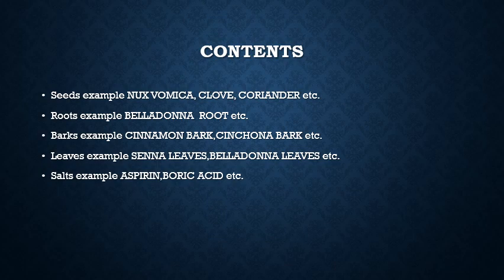Coming towards the contents, the parts include seeds, for example Nux vomica, clove and coriander. These are seeds which have herbal and medicinal effects. There are certain types of drugs which are obtained from these particular parts. Roots, where you are going to see belladonna roots; barks, such as cinnamon bark and cinchona bark; among the leaves, senna leaves and belladonna leaves; and certain salts like aspirin and boric acid; and certain types of oils also.